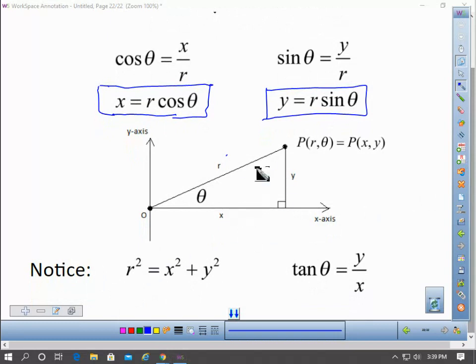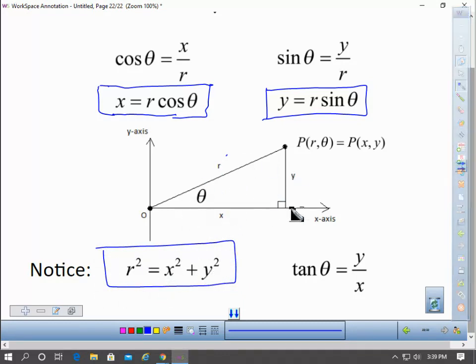Now, notice using this as a right triangle, we can do the Pythagorean theorem, x squared plus y squared equals r squared, because this is a right triangle. And notice that the tangent of theta, tangent is opposite over adjacent. That's again from your geometry class. Tangent is opposite over adjacent, so tangent is y over x. So these are 4 equations that you need to know to be able to convert between polar and rectangular, which is your regular x and y Cartesian coordinates. So those are the 4 equations that you will need.